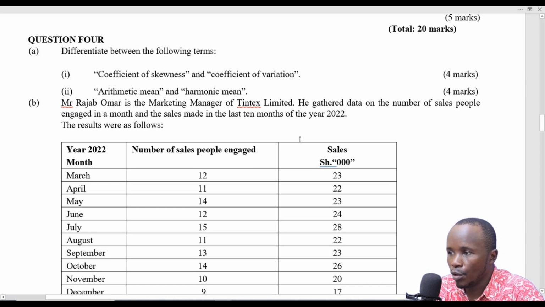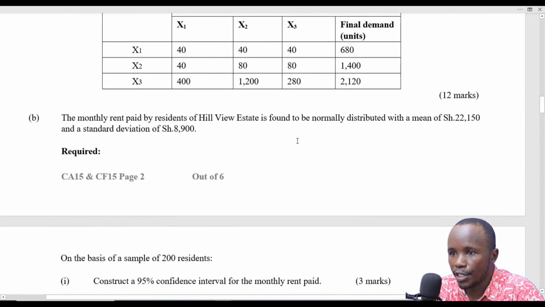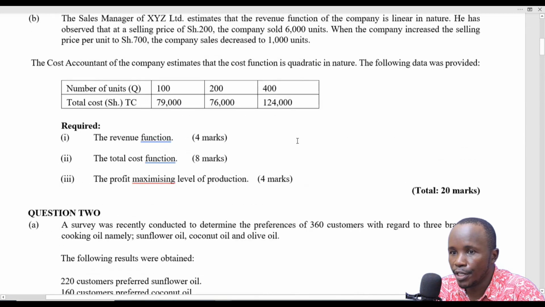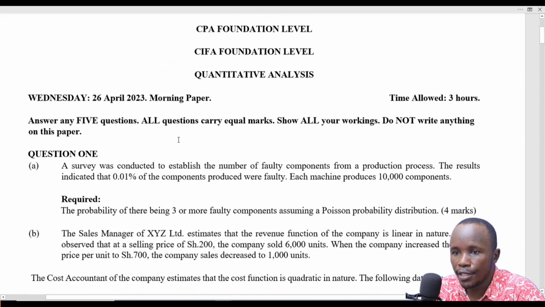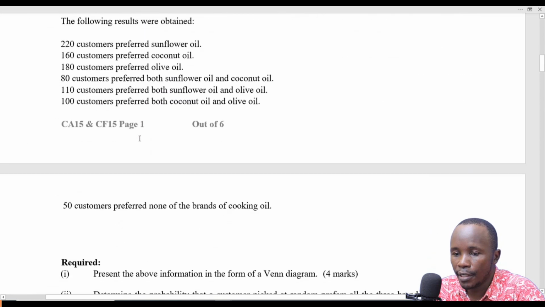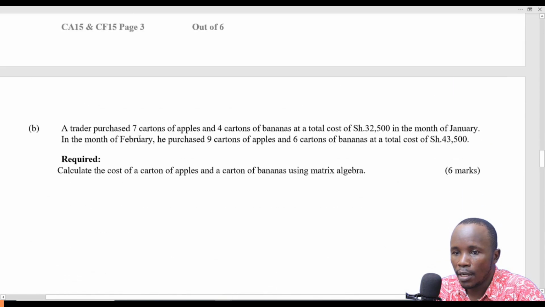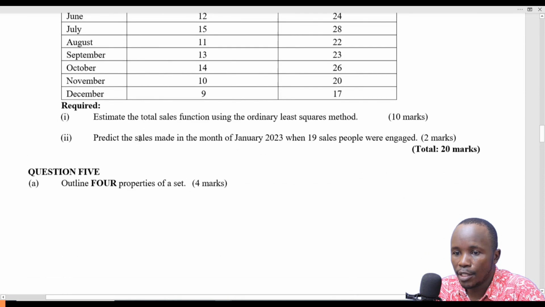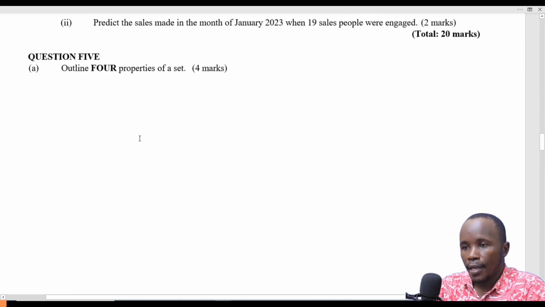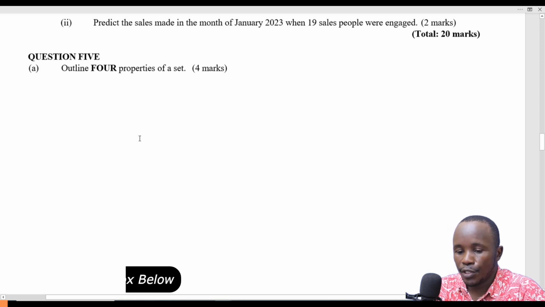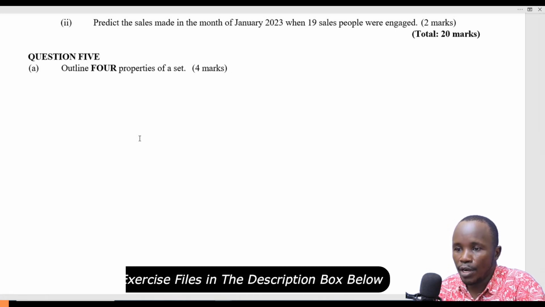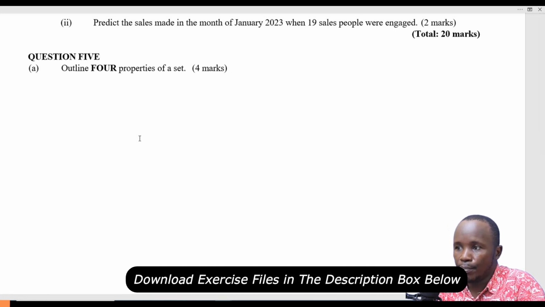In this lesson, we are going to look at an exam that was tested in April 2023. You can see here, April 2023, and we are looking at question number 5. And this is where our focus is. We see what was expected from students who are doing this exam at that particular period. The first question was, outline 4 properties of a set.